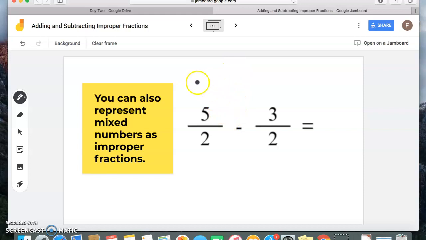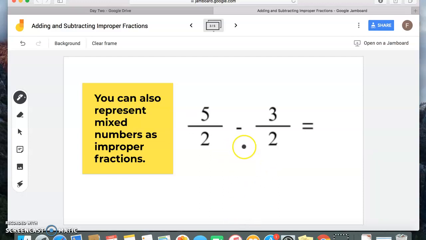Now, what we're going to work on today is adding and subtracting improper fractions. You can also represent mixed numbers as improper fractions. So when you're adding and subtracting, you can choose to leave it as a mixed number, or you can change it into an improper fraction. In the examples today, you're going to see specifically improper fractions just like this.